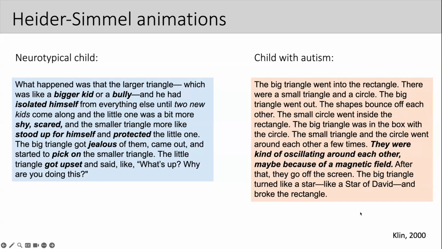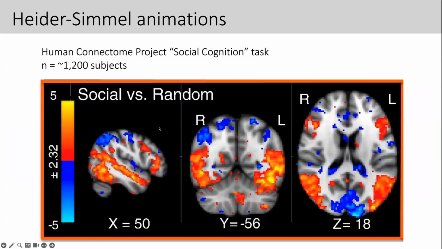So here's an example from this older paper of two kids watching, I think it was that original Heider-Simmel video. You can see the neurotypical child on the left is invoking a lot of social relationships, human terms: kid, bully, he's isolating himself, he's shy, he's scared. The child with autism describes this animation in much more mechanical terms, right? He's literally just recounting the movements of the shapes. He's not ascribing this deeper theory of mind to what's going on.